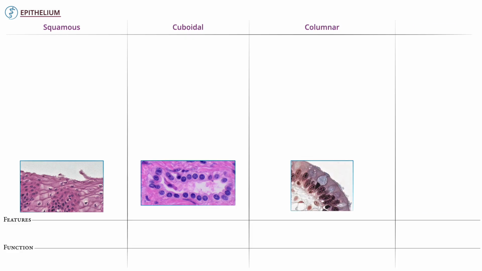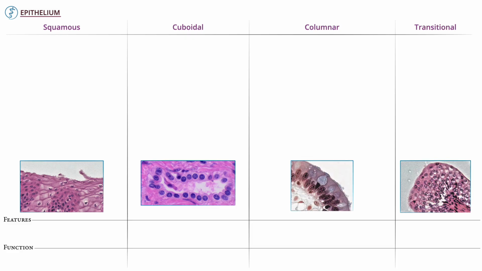Here we'll learn about epithelial tissues, which are sheets of tissues that are connected via intercellular junctions. Indicate that we'll learn about four types of epithelia: squamous, cuboidal, columnar, and transitional. For each type, we'll draw some examples, see a histological sample, and list key features and functions.